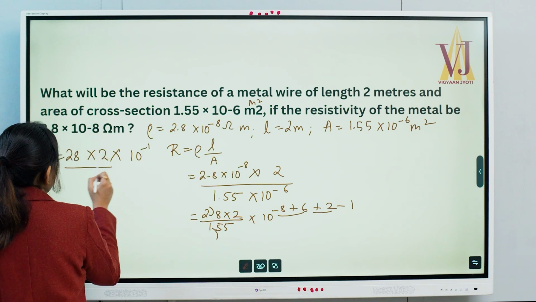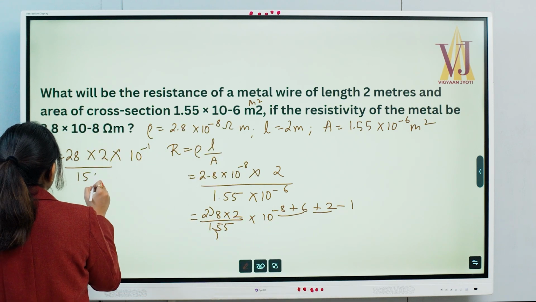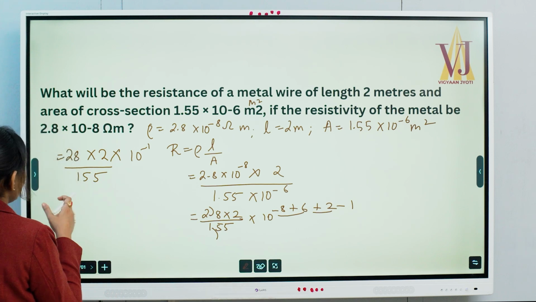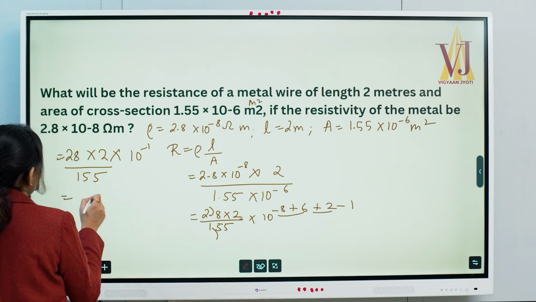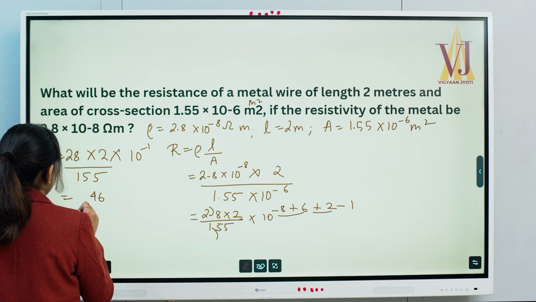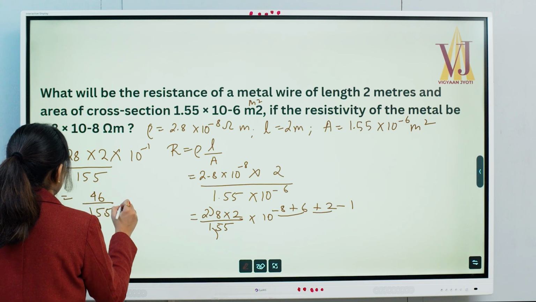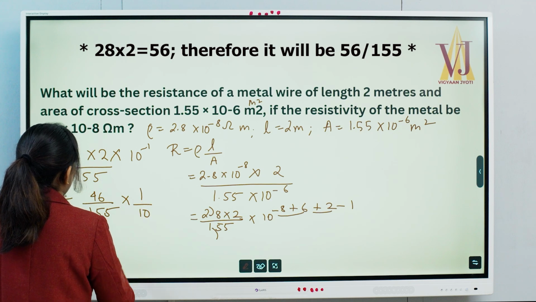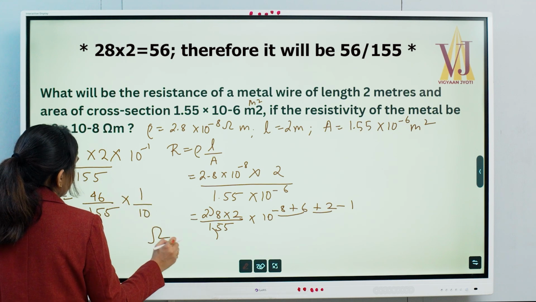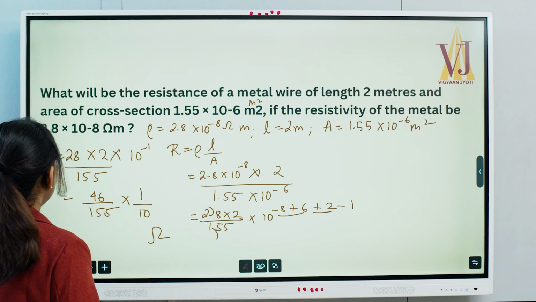Okay, so 28 into 2, and here it will be 155. Fine. So definitely we will not have any common factors as such. So we'll just try to pull it. 8 twos are 16, and you will get 46. 46 divided by 155 into 1 by 10, or you can just solve it and you will get the answer in ohm. Fine, solve it.